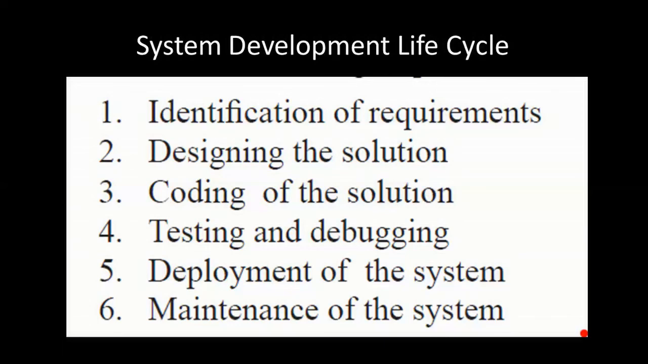First one, identification of requirements. Then we design the solution. Having designed the solution, we can code the solution to the computer. Then we can test that coding, and if there are errors, we can debug. Then finally, we deploy the system to the client. Then we will do the maintenance of the system after that. Okay. Now these are the 6 steps in the system development life cycle.